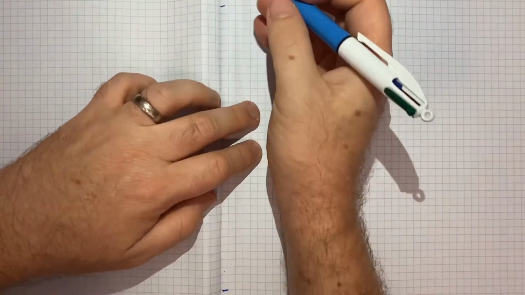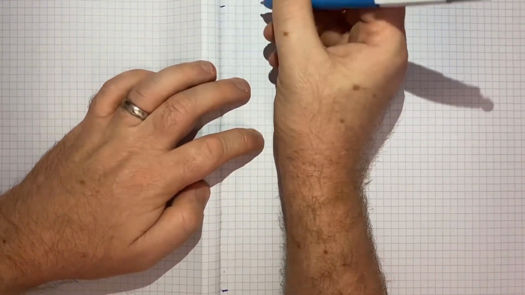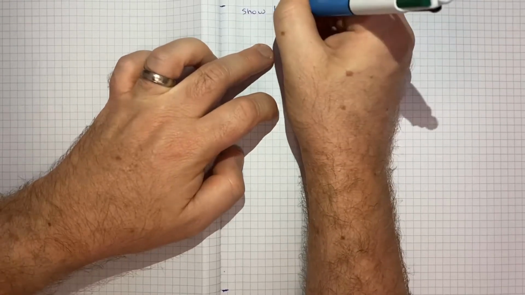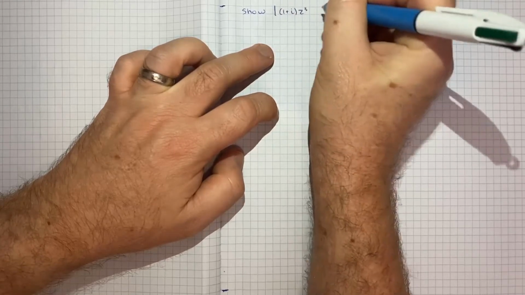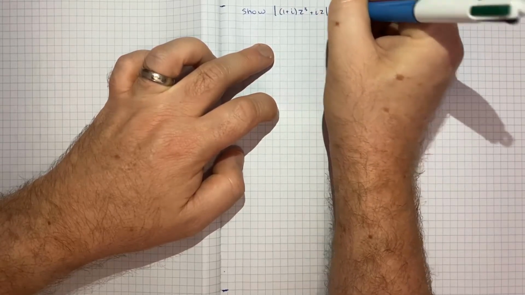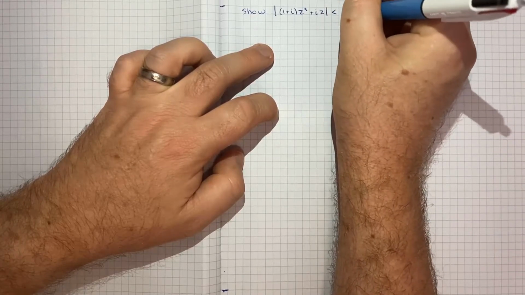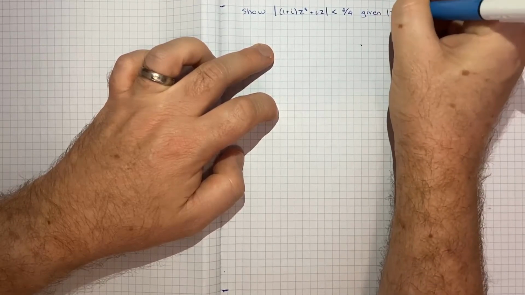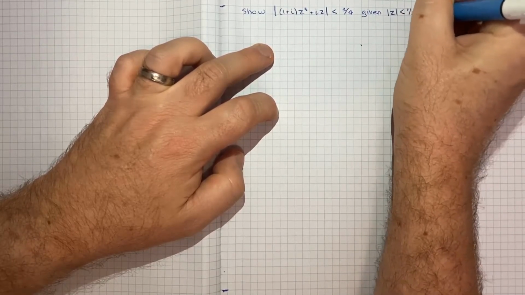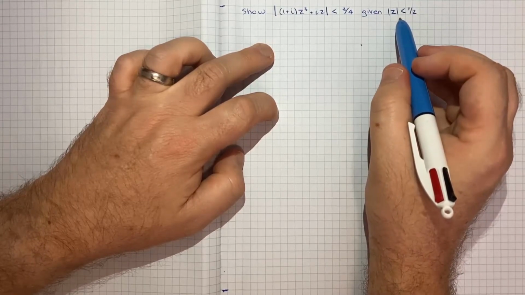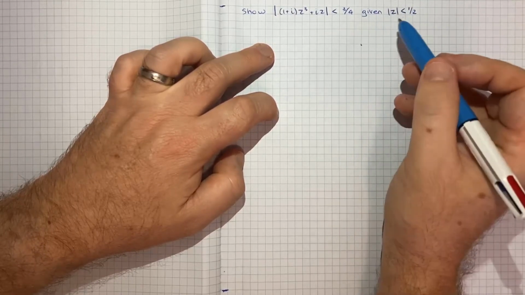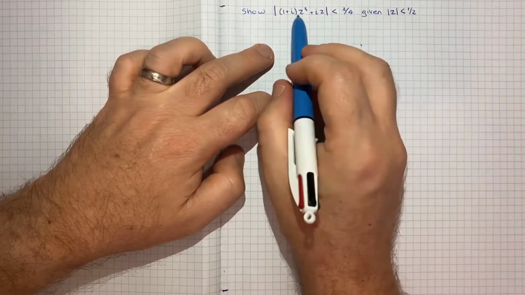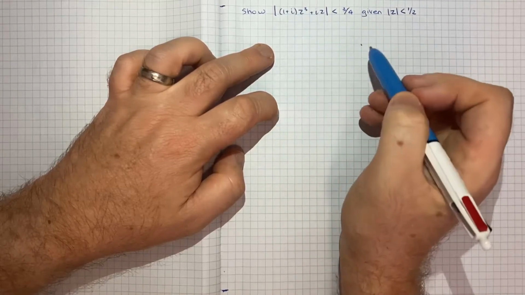To tackle this question, I'll just write what we're trying to show, just so we've got it here. We're being asked to show that the modulus of (1 + i)z cubed plus iz is less than 3 on 4, given that the modulus of z is less than 1 on 2. Now, as I mentioned, if you're just getting started out with complex numbers, your instinct might be to let z equal x plus iy and then try and see where you get to.